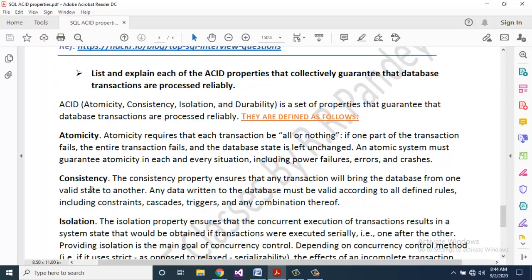Consistency. The consistency property ensures that any transaction will bring the database from one valid state to another. Any data written to the database must be valid according to all defined rules, including constraints, cascades, triggers, and any combination thereof.